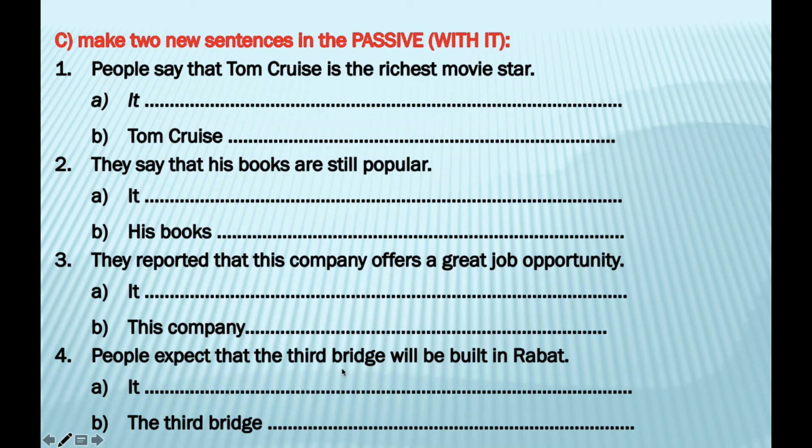Great. Make two new sentences in the passive with it. So I advise you here to make some, let's say, remember how we write the form of it. And as I said, we have two forms. Please pause the video and you can play it again as soon as you finish writing the four sentences in two forms. So let's answer these exercises.